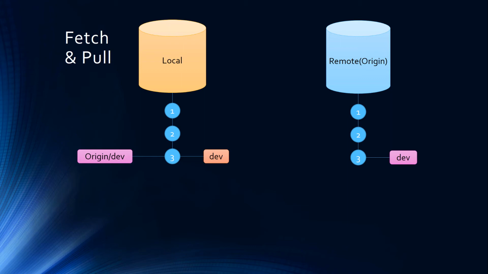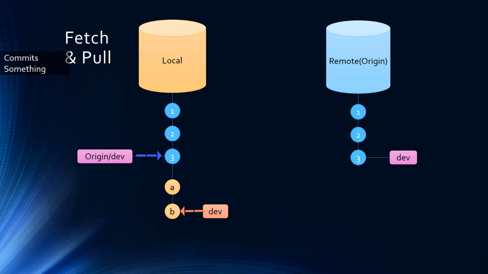So when you commit any changes, you don't change the origin-dev branch. Instead, you're affecting this local dev branch. Let's continue. Here, we suppose we make some changes in the local repository and submit two commits, A and B. See, the local dev branch moves to B, but the origin-dev branch in your local repository keeps the original status. It still points to commit 3.